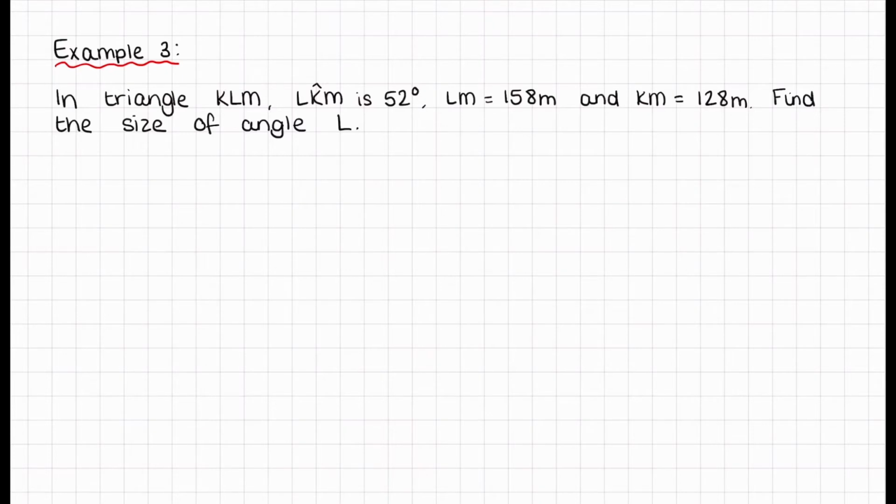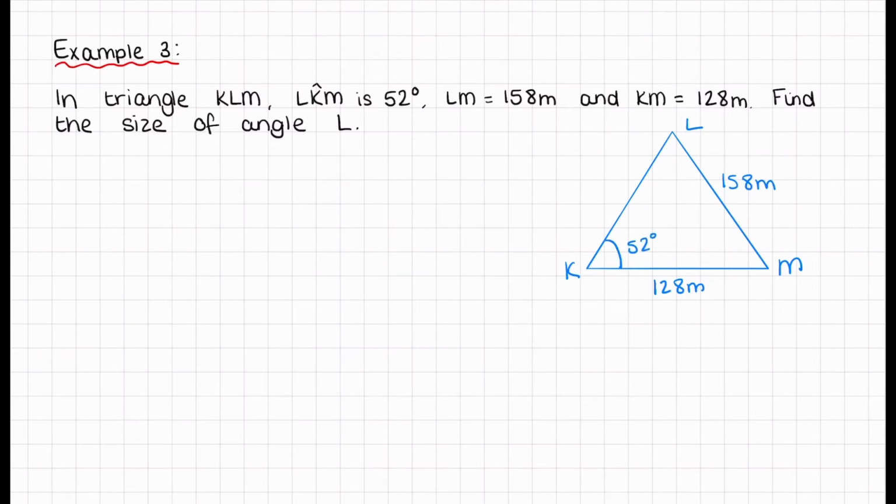So once again, let's draw a triangle and label it. So KLM. Now we know K to M is 128 meters and L to M is 158. And LKM, which is angle K, is 52. Now once again, we only have 1 angle and 2 sides, which means there will be an ambiguous case for this triangle as well. So we want to find the size of angle L.